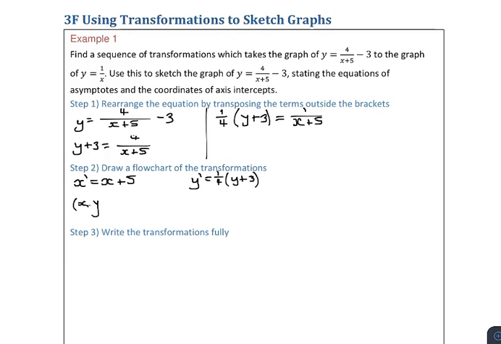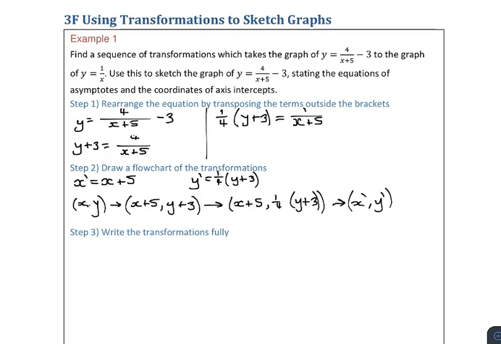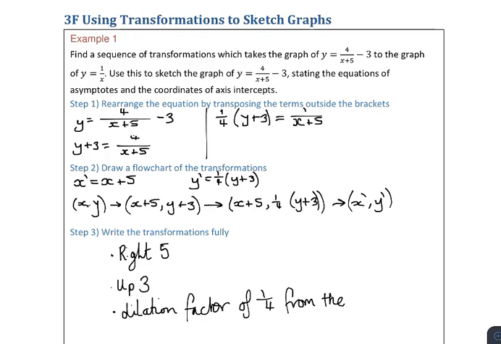Because we're going from our transformed to our original, we don't rearrange. So keep going with this: first step is the translations, so the plus 5 and the plus 3, and then the dilation from the x-axis of 1/4. This gives me my x new and my y new, and this is where I can read my transformations fully. So I am going to do my translations, 5 units right and 3 units up, and then I'm going to do my dilation factor of 1/4 from the x-axis.